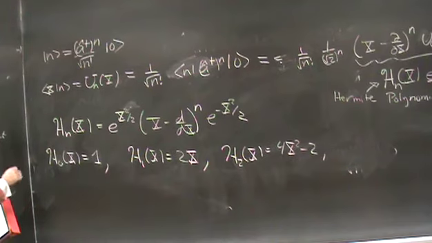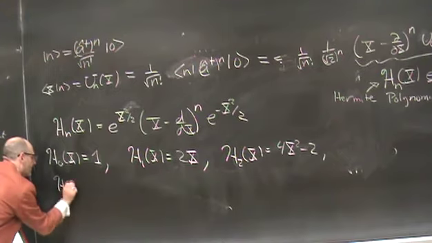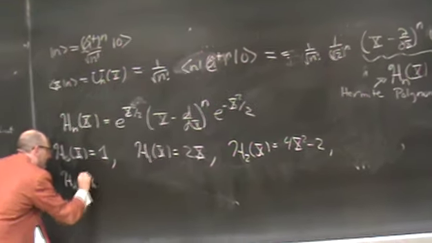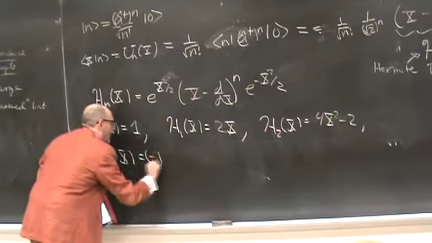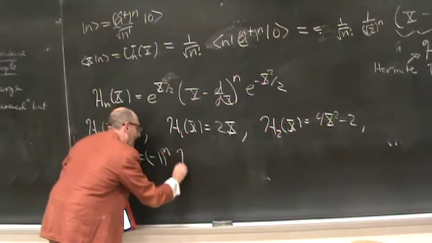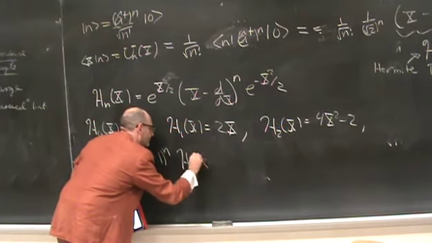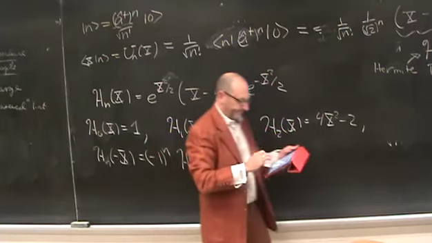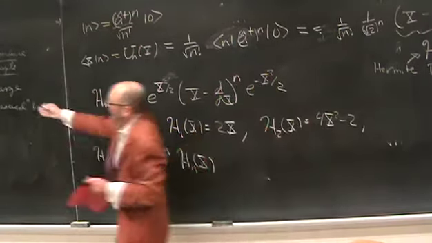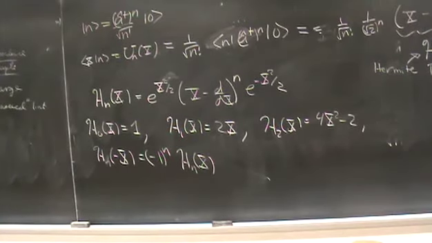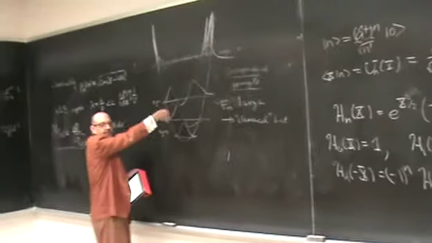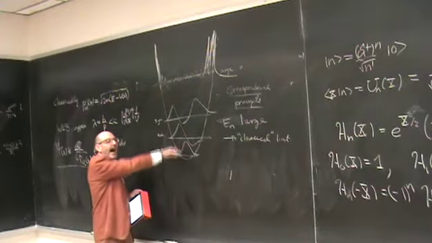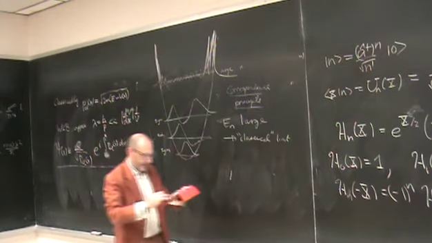Notice they alternate from even to odd functions. Due to the reflection symmetry, I either get plus or minus. And this is what they look like. You take those polynomials, you multiply them by Gaussians, and you get these, the eigenfunctions of the simple harmonic oscillator.